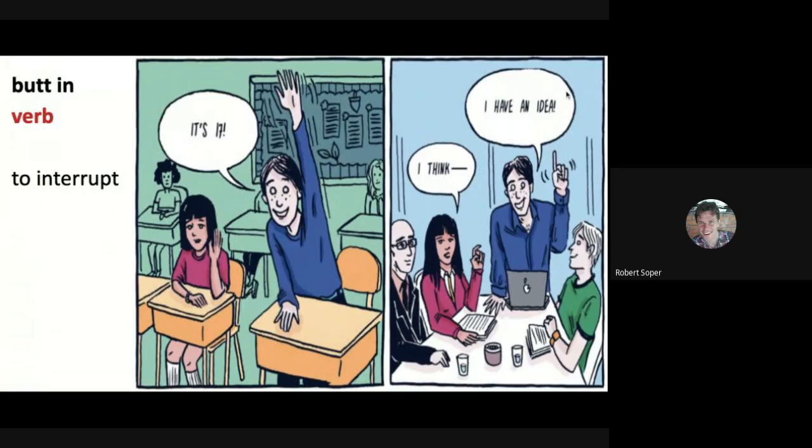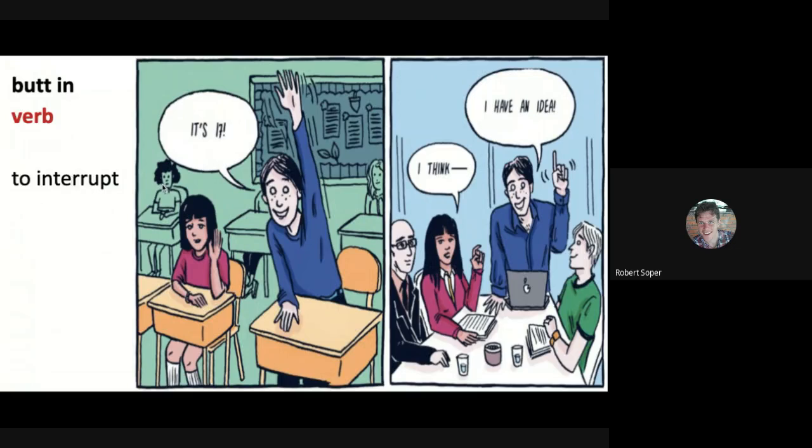Over here, we've got another example of somebody butting in. And here we've got the woman who's trying to speak. So they've been asked to share their ideas. And she begins to say, I think. And then this guy butts in. He says, I have an idea. So he doesn't let her finish. He interrupts her. That's what it means to butt in, to interrupt somebody.